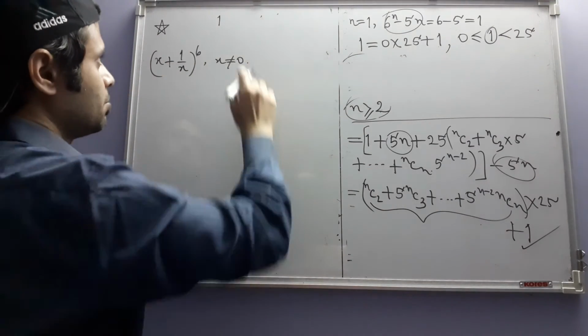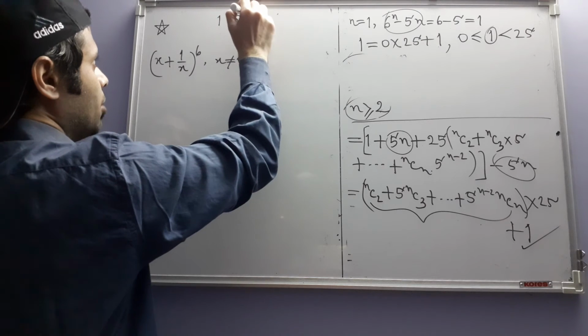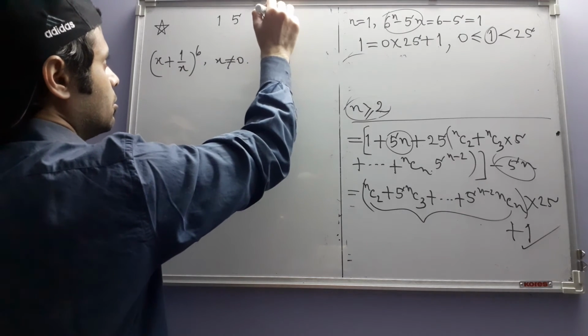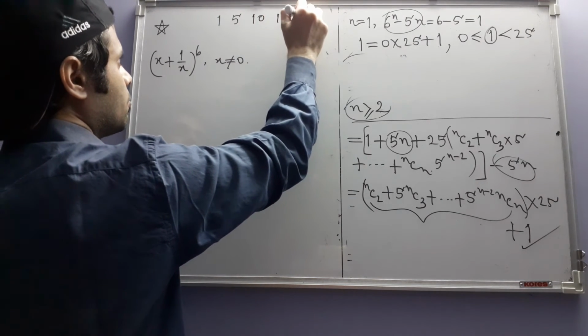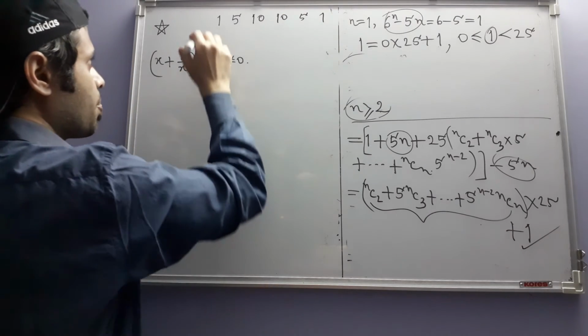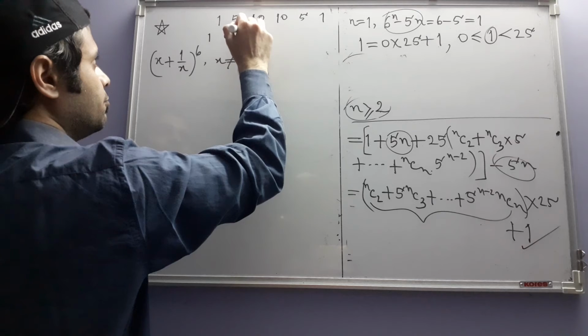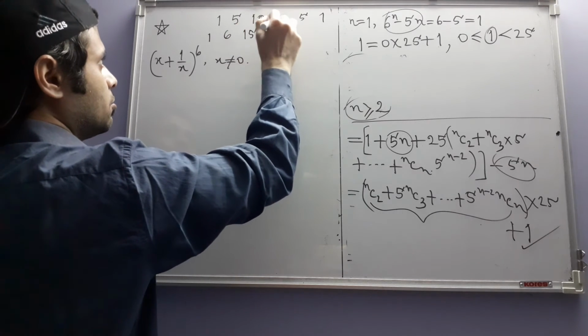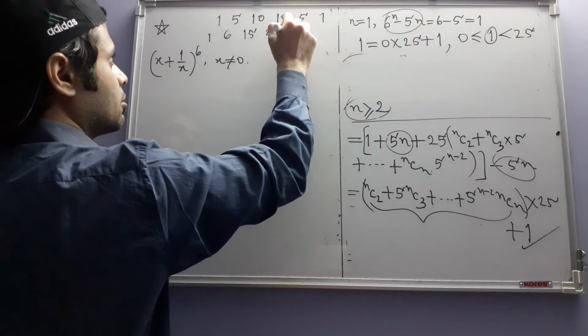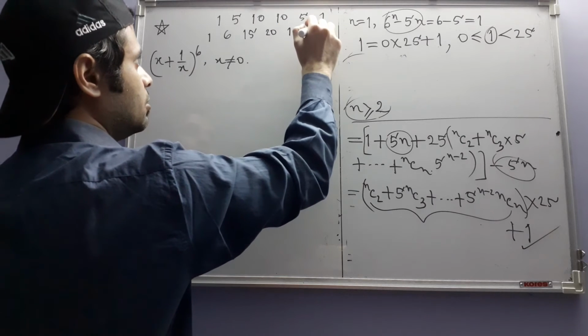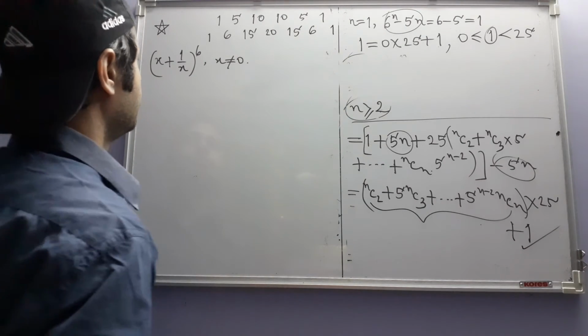coefficients of the 5th power. If you remember, 1, 5, 10, 10, 5, 1. So the next row will be 1, 6, 15, 10 plus 10, 20, again 15, 6, 1.